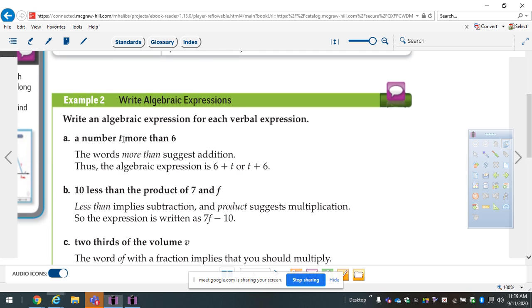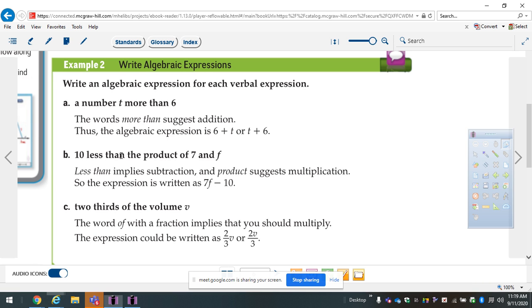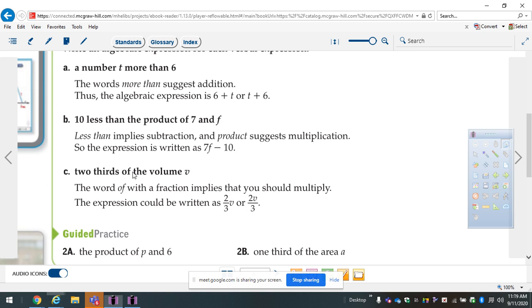Okay, so then we kind of got to this one. Now we got the verbal expressions, and we come out here and look at verbal to algebraic. When you see more than, that goes at the end. So 6 more than t, that goes at the end, and 6 goes in the front. Okay. The 10 less than, once you see that word than, goes in the back. So 10 less right there. The product of 7 and F, product, multiplying right there in front. 2/3, obviously 2/3 of multiplication, the volume V. Talk to me. Somebody have a question? We're good.